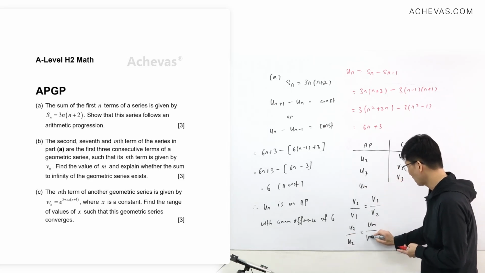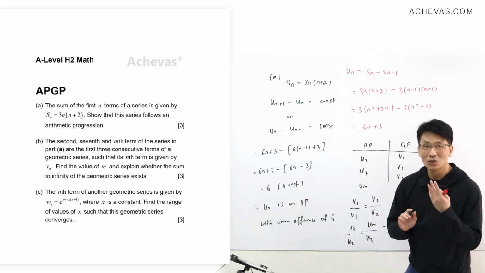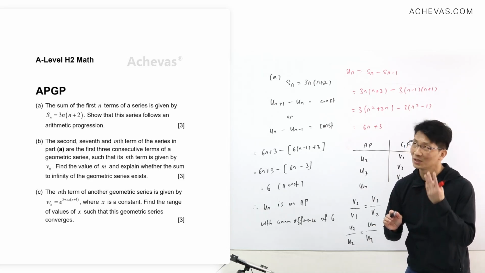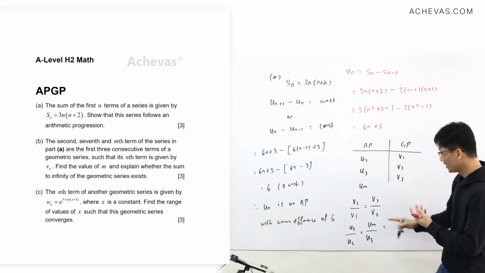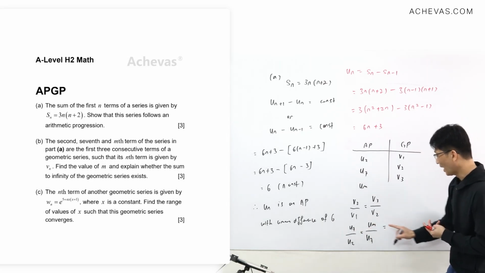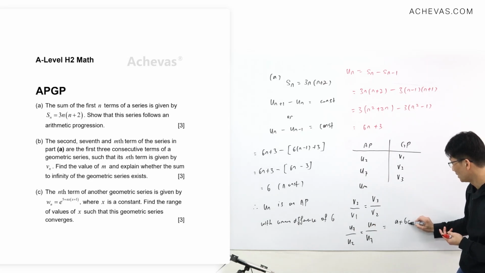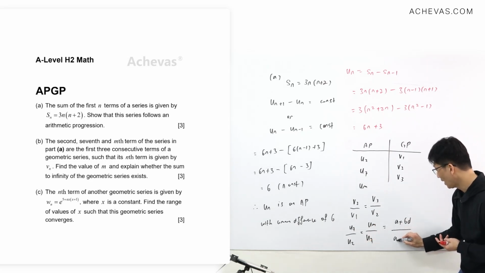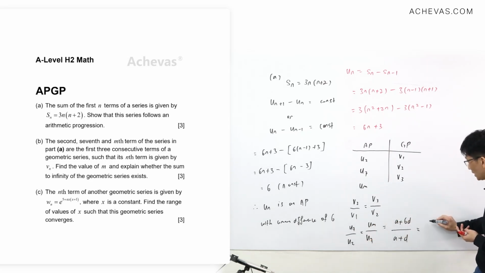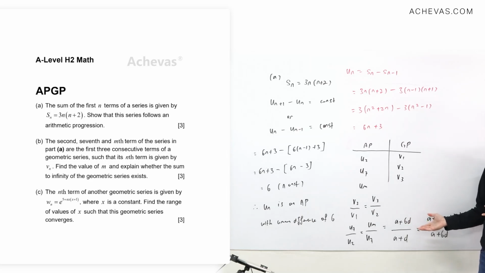And since this U is the general term of our AP, we can make use of the AP formula. For this U7, the seventh term of our AP is given by a plus 6d. U2 will just be a plus d. Un will just be a plus (n minus 1)d, and U7 will just be a plus 6d. And all we need to do is to sub in the values of the first term and the common difference, and hopefully we can solve for the value of n.